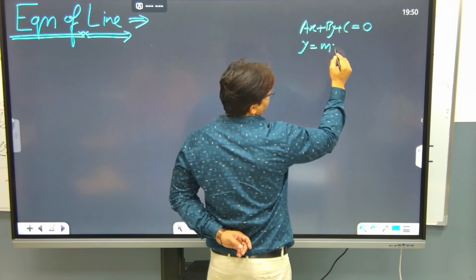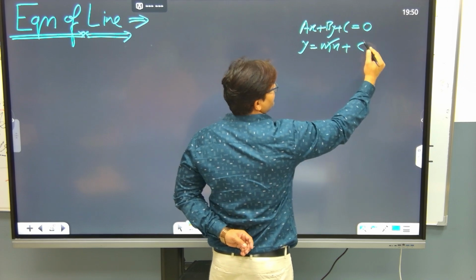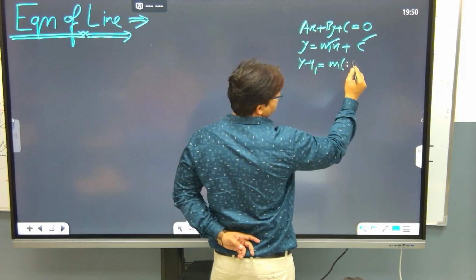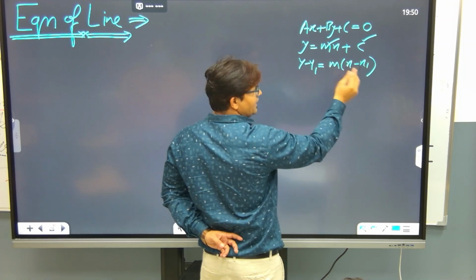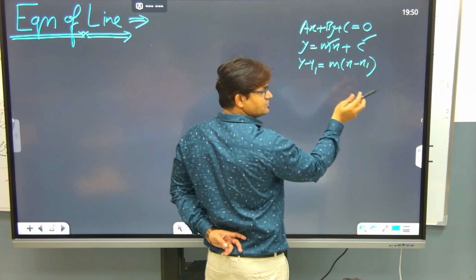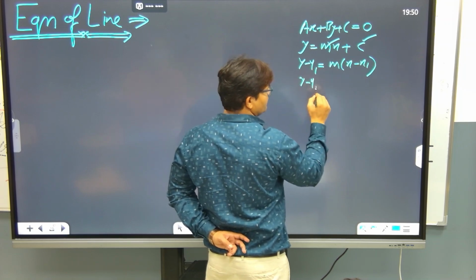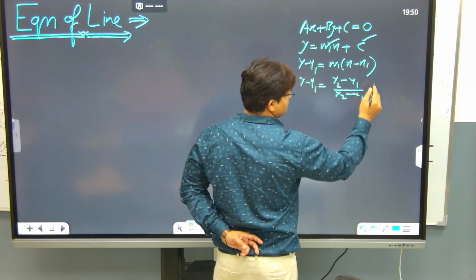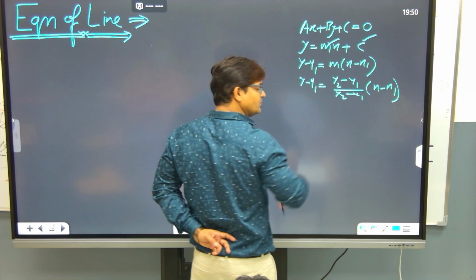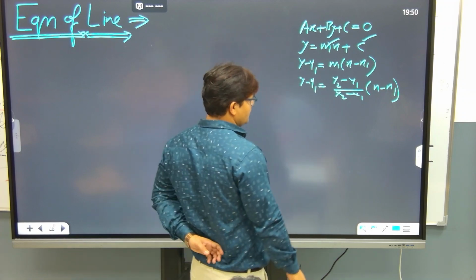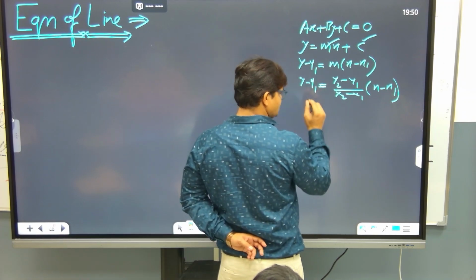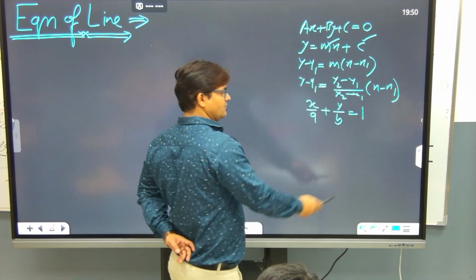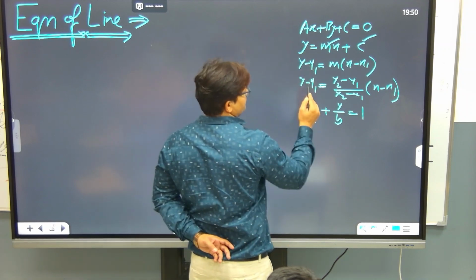Then y equals to mx plus c, slope intercept on y-axis. Then 1-point form, y minus y1 equals to m of x minus x1. Line passes through x1, y1 and having slope m. 2-point form, we can find the value of m by using 2-point form, that is x minus x. The special case of 2-point form, when line having intercept on axis, like x by a plus y by b equals to 1. Intercept form.